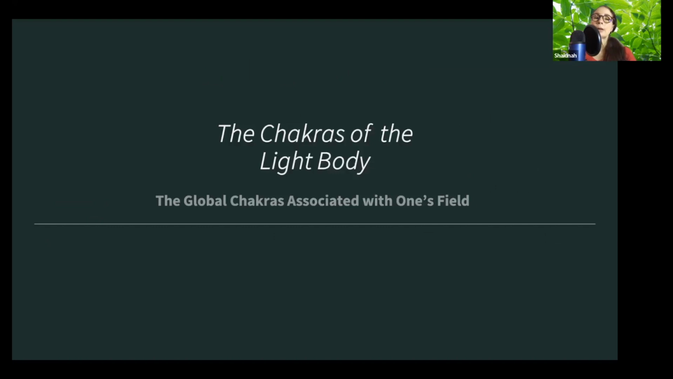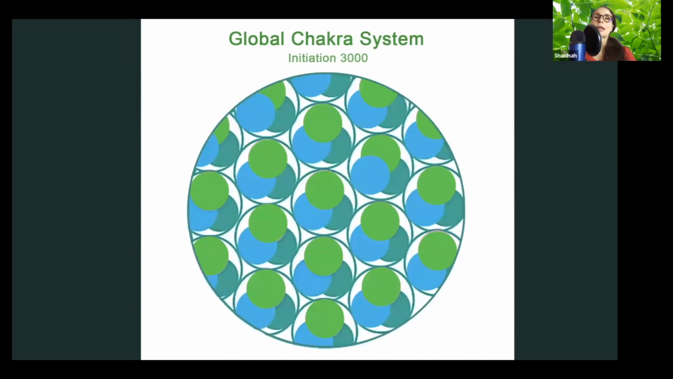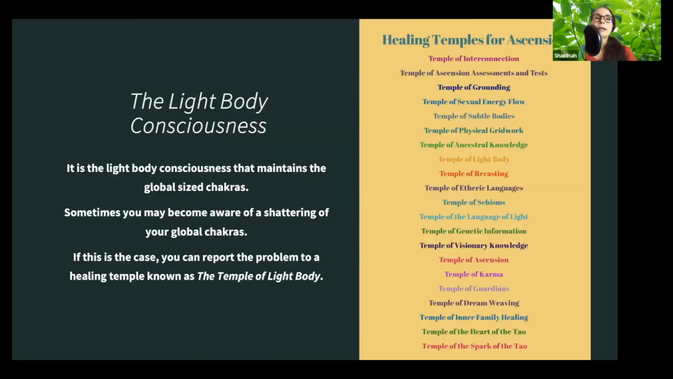The chakras of the light body, the global chakras associated with one's field. This is what the global chakra system looks like at initiation 1800. This is the global chakra system at initiation 3000. It is the light body consciousness that maintains the global size chakras.